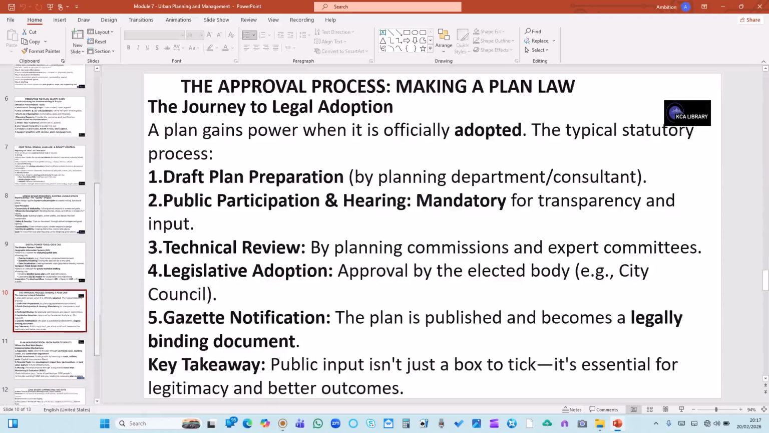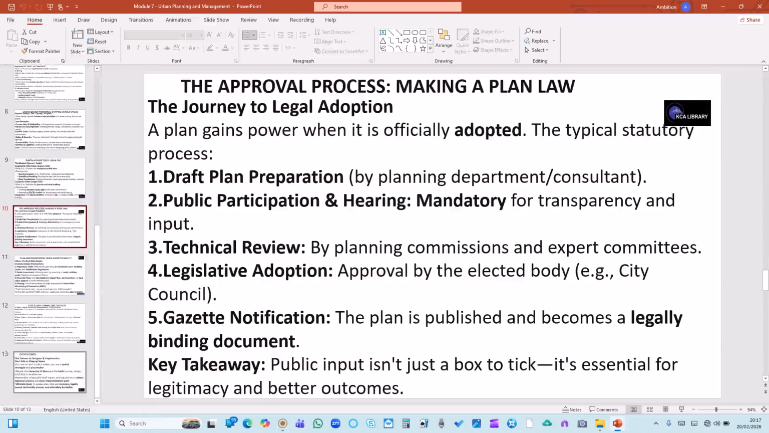Having known that, let us look at the approval process, that is, making the plan a law, the journey that it passes through. A plan gains power when it is officially adopted. The typical statutory process includes: one, draft plan preparation, here by the planning department and consultants. Then two, public participation and hearing, here the public will be involved. That is, it is mandatory for transparency and input. Then three, technical review involving planning commissions and expert committees.